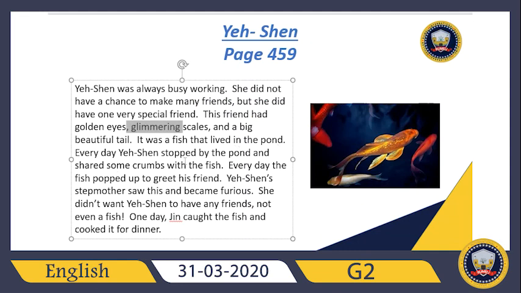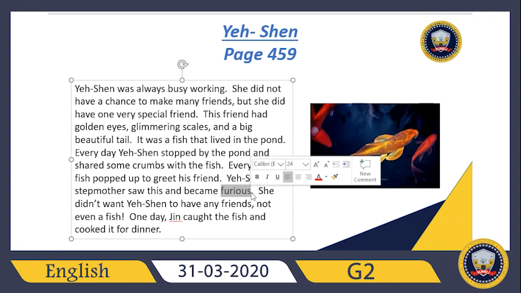Every day Yishen stopped by the pond and shared some crumbs with the fish. So she used to give her food, and the fish popped up to greet his friend. Yishen's stepmother saw this and she became furious. You can circle this word, furious. What do you mean by this word? Angry. So the stepmother was angry because she did not want Yishen to have any friends.